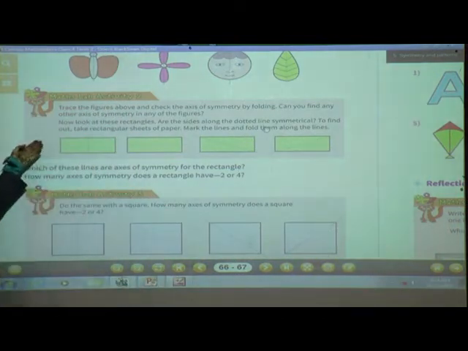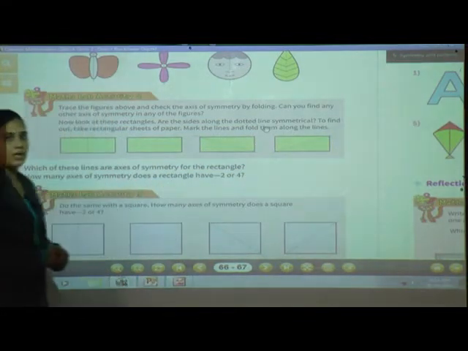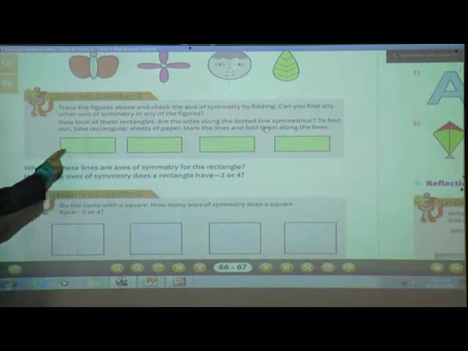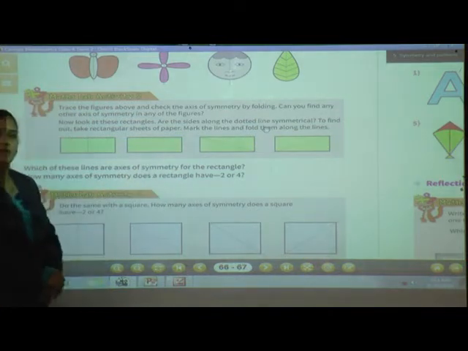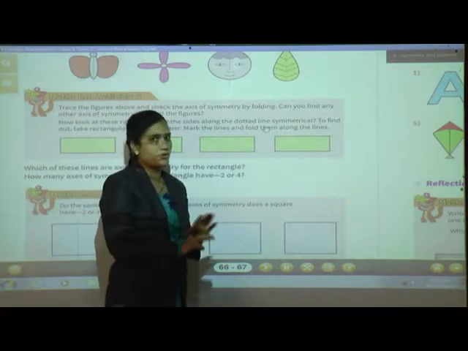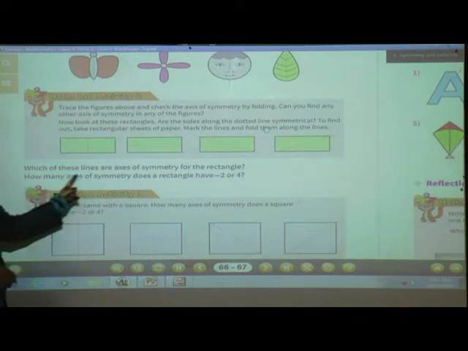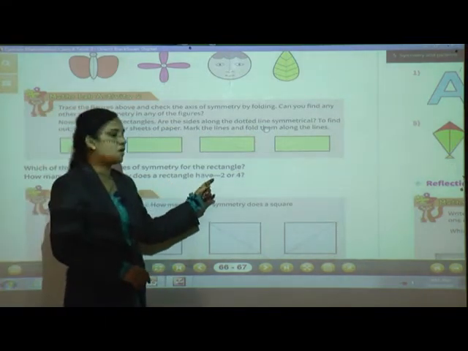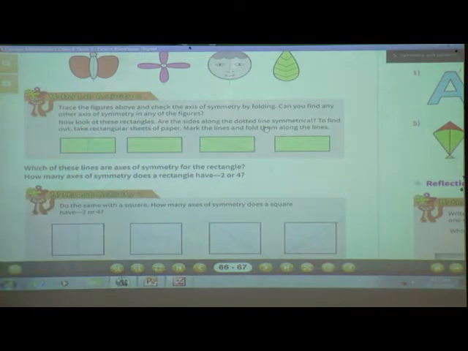So just now I told you about this, and which of these lines are axis of symmetry for the rectangle? Students, I told you this vertical line is an axis of symmetry for the rectangle. Even this horizontal line is also an axis of symmetry. But these diagonal lines are not axis of symmetry for the rectangle. Now tell me students, how many axes of symmetry does a rectangle have? 2 or 4? 2. Very good. So a rectangle has 2 axes of symmetry.